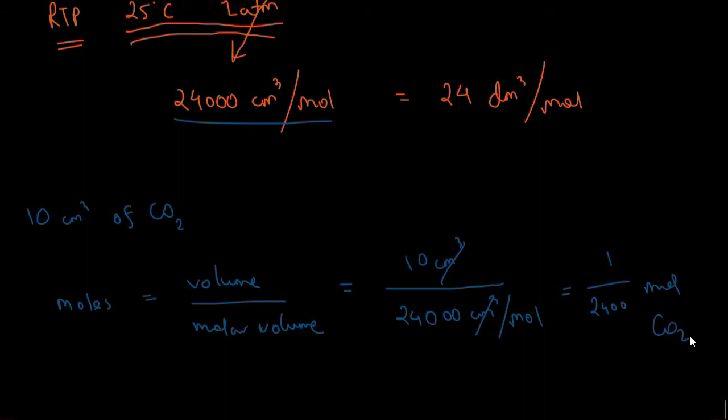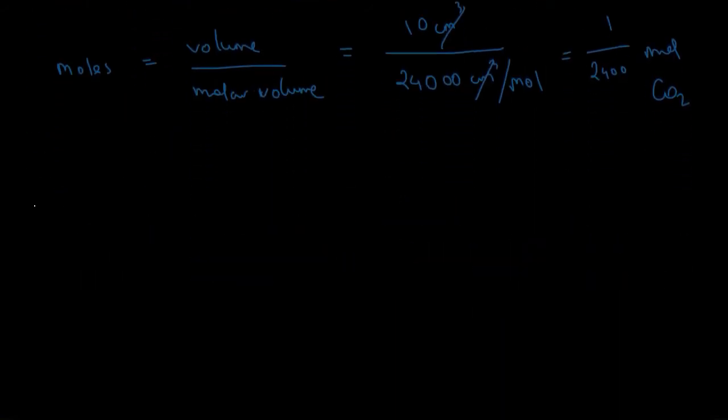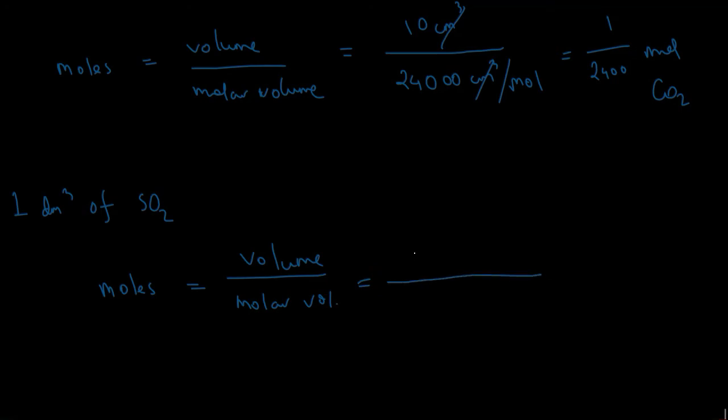It's that straightforward. And if the volume is given in dm cube, say I have 1 dm cube of SO2. So again, moles equals volume divided by molar volume. As this one is in dm cube, it would be smarter for me to use the dm cube one. So dm cube is going to cancel out. I would have 1 over 24 mole of SO2.